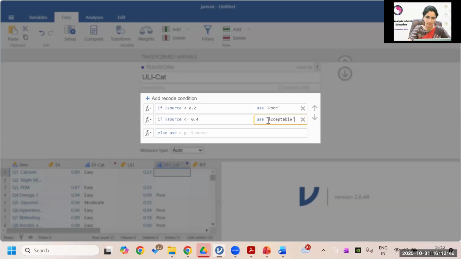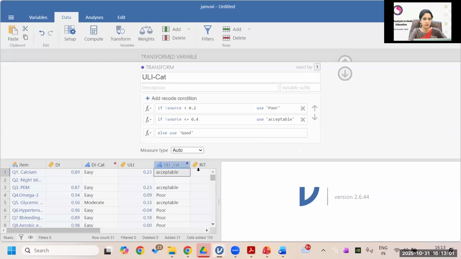Acceptable. Else, third, you don't need to give anything, only the name. So I will write as good, and single comma, inverted one, and then press enter. So you can see I've created another variable.